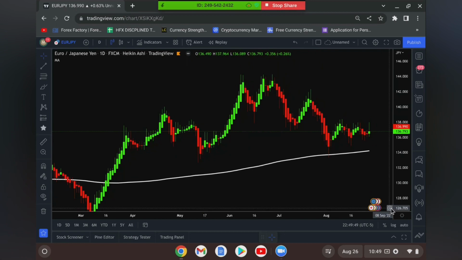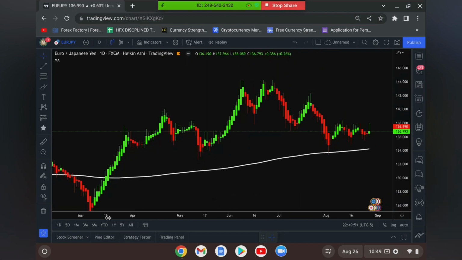So if I move up to the daily, again, I can see that price in the past has broken through our moving average, and it is now coming back down to retest our moving average as support. Now, if price continues to respect our moving average as support, that means it's just going to continue to bounce off of this moving average as support and continue moving in the upward direction.